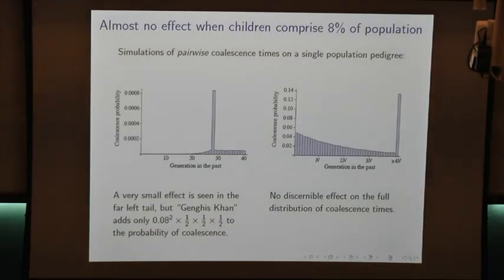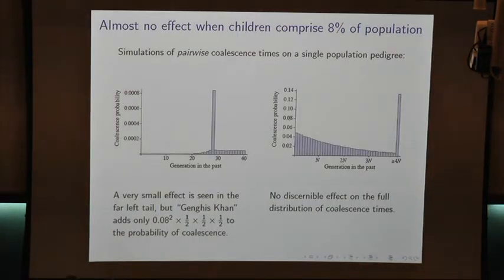First of all, this is a distribution of the pairwise coalescent time in the case where 8% of the population is the descendant of this individual. What you're looking at over here is the far left tail of the distribution. Just going back to generation 28, you do see a bump, right? There's an increased chance of coalescence when I get back to that time when this individual lived.